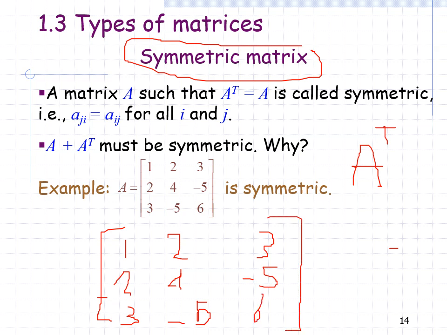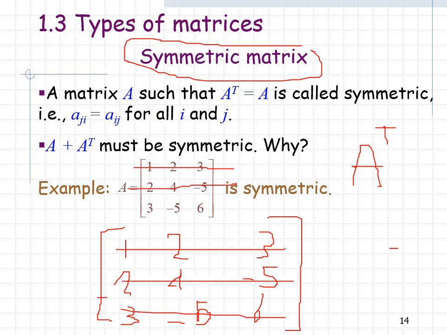As we can see here, 1, 2, 3, 2, 4, negative 5, 3, negative 5, 6, it's the same matrix. So the matrix A equals its transpose A^T. It's the same matrix. So we call this matrix a symmetric matrix.